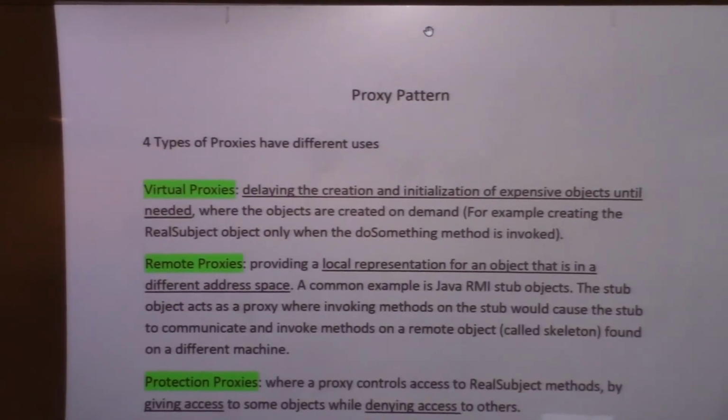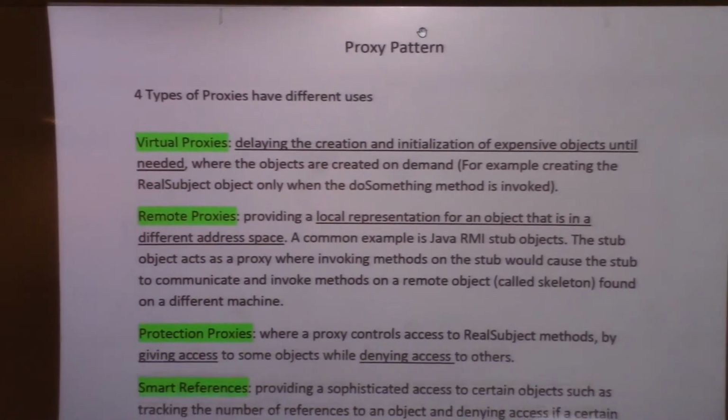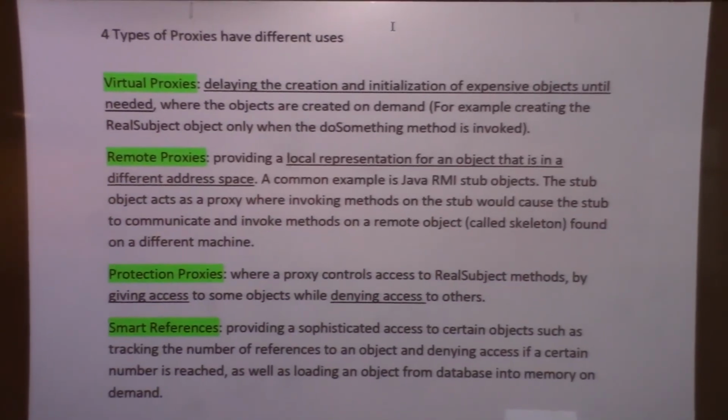So I will show you there are 4 or 5 different classes that have to do with proxies. One of them is called virtual proxies, one is called remote proxies, one is called protection proxies, and one is called smart references. So I mentioned one of these already before today, for smart references. So basically, let's say we want to have a sophisticated access to certain objects, such as tracking the number of references to an object and denying access if a certain number has been reached. So that's an example of a smart reference.